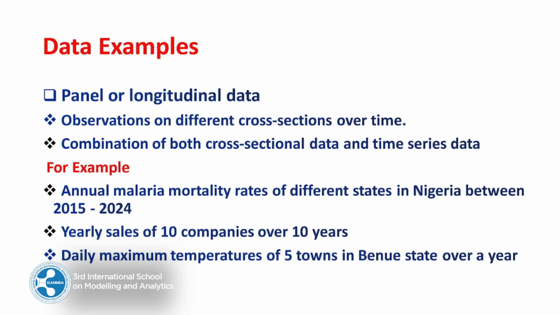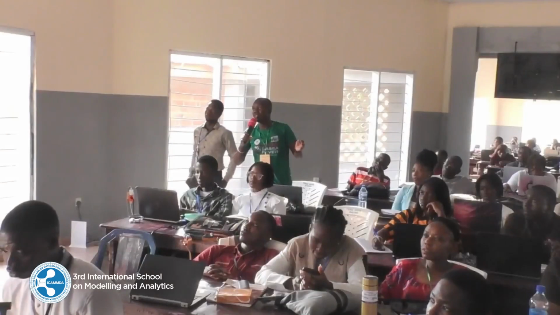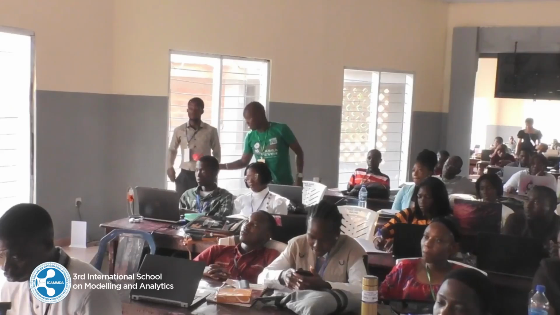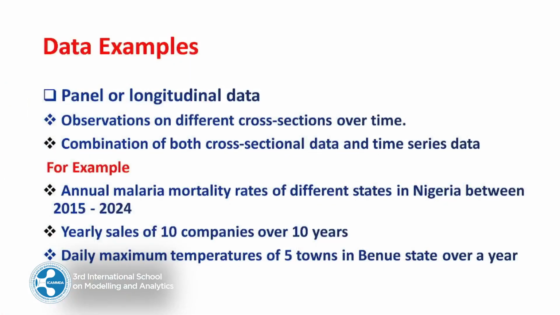Another person from this side should help us. Cross-sectional because it involves 10 different companies, and time series because it occurs over a period of 10 years. Thank you very much. So longitudinal combines both cross-section and time series. Next: daily maximum temperature of 5 towns in Benue State over a year. It can be monthly for a year. So that's for 5 towns.